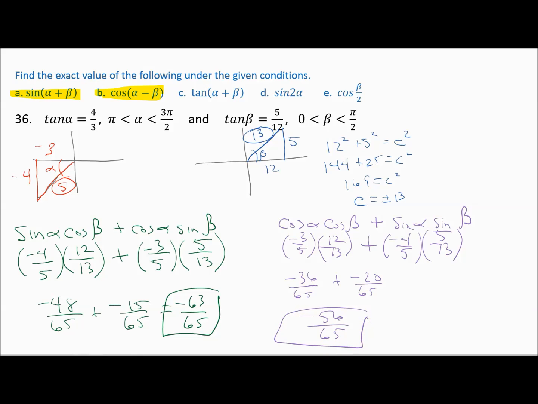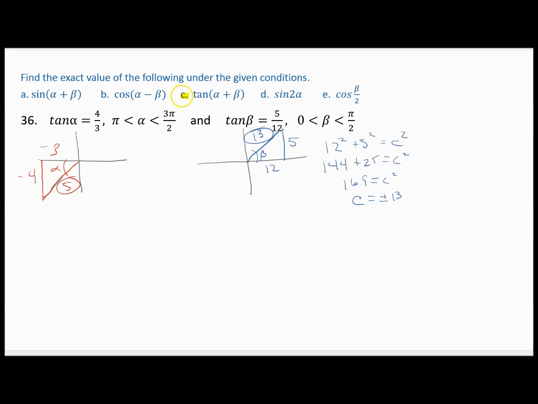So next I'm going to erase both of these and then work on C, tangent of alpha plus beta. Alright, now let's take a look at part C, tangent of alpha plus beta. So the formula for that is tangent of alpha plus tangent of beta over 1 minus tangent of alpha times tangent of beta. And I plug into the formula.